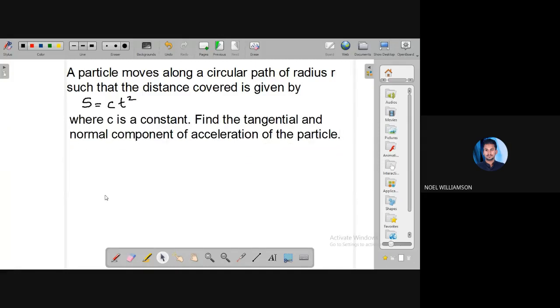Okay, so this is your question. A particle moves along a circular path of radius r, such that the distance covered is given by this relation for displacement, where c is a constant. Then find the tangential and normal component of acceleration. Simple question, direct question, just apply the relation.